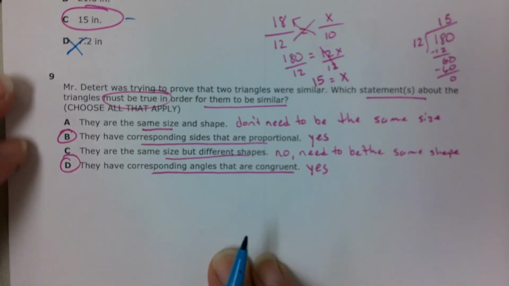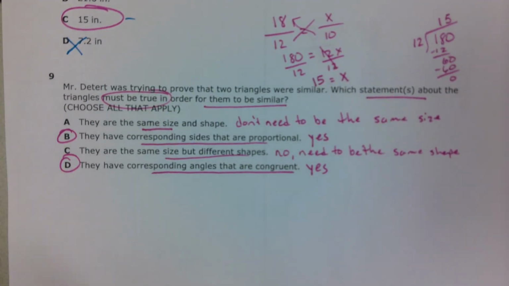Number 9, Mr. Dieter was trying to prove that two triangles were similar. Which statements about the triangles must be true in order for them to be similar? So this is just knowing the rules about similar shapes, and that they need to have corresponding angles that are the same measurement or congruent, and they need to have corresponding sides that are proportional. They do not need to be the same size shapes, but the shapes themselves need to be the same.